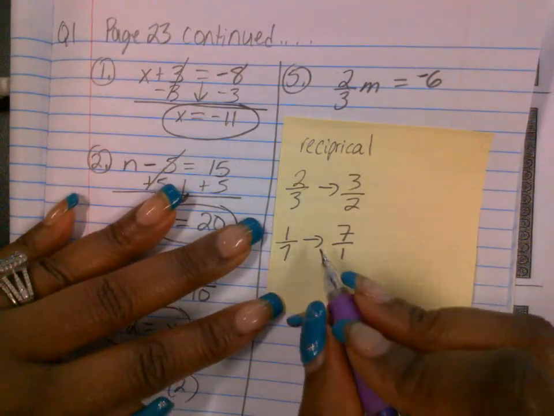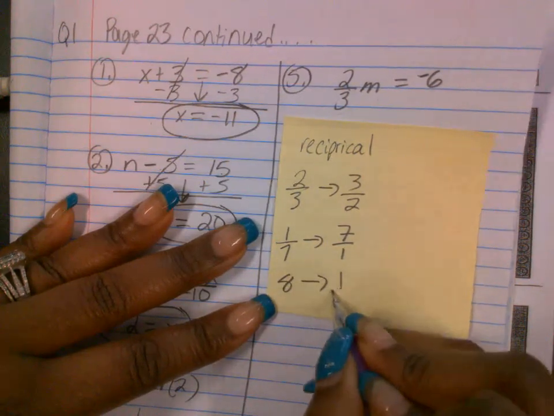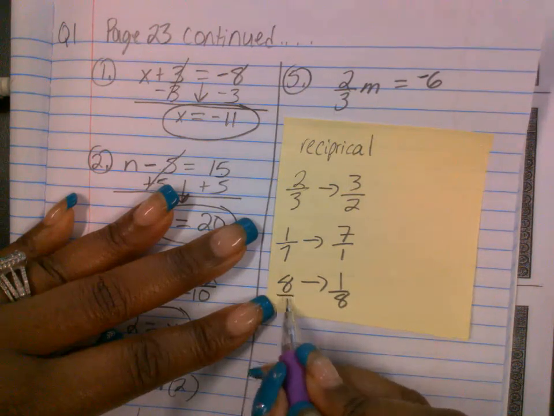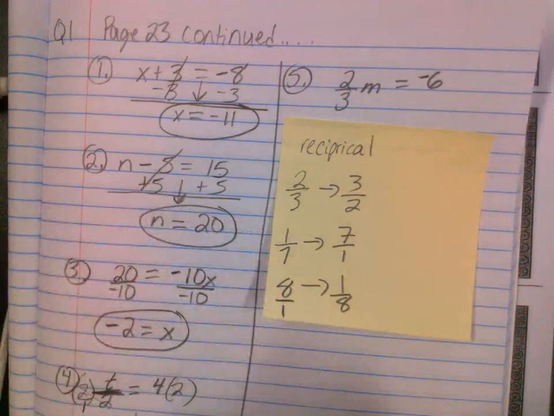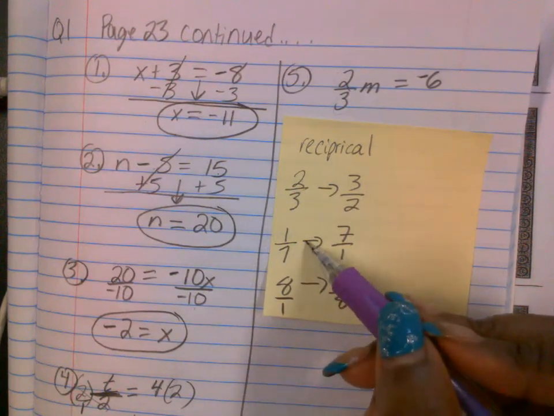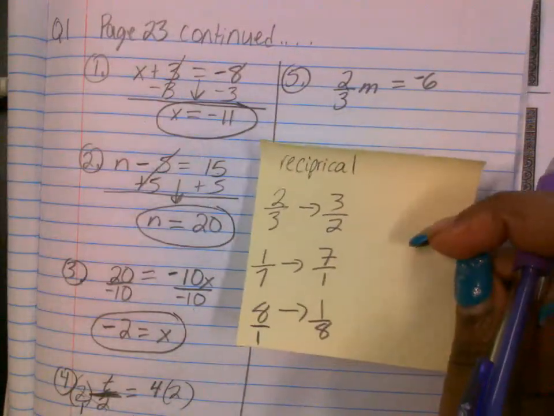The reciprocal of 8 is 1 over 8. Why? Because this whole number, to write it as a fraction, you put a 1 under it. Okay? So these are reciprocals. When you flip the numerator and the denominator, that's the reciprocal. Okay? All right. Rewind if you still need to see that.